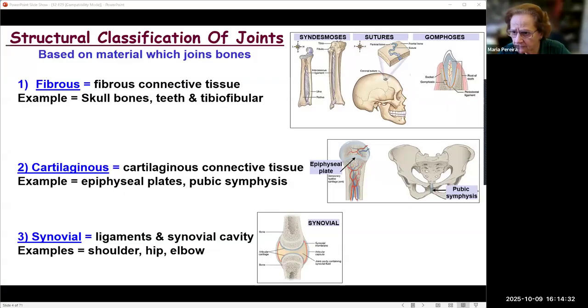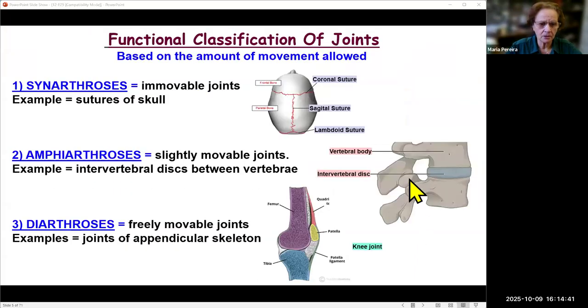Here, what do we have here? Okay, so we have those articulations that don't move at all, then those that move a little bit, and one type of amphiarthrosis that is very interesting is the intervertebral discs. So where are these located? These are located right, as the name indicates, between two vertebrae.